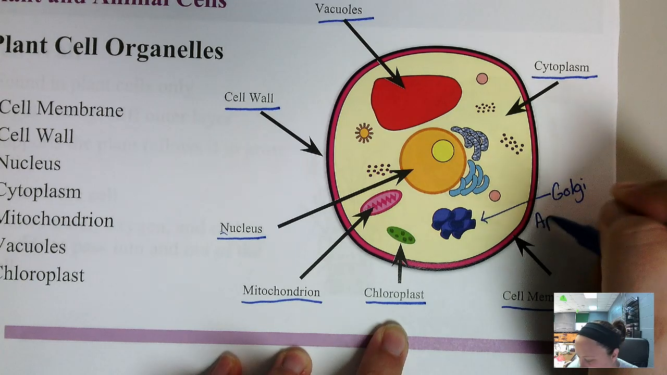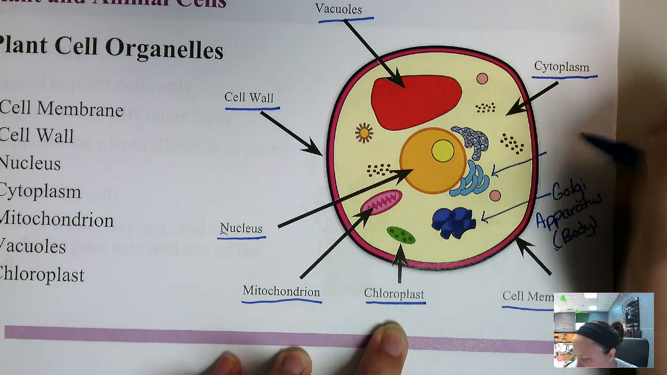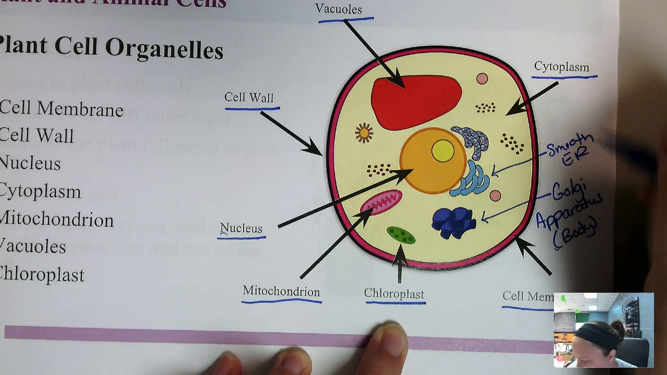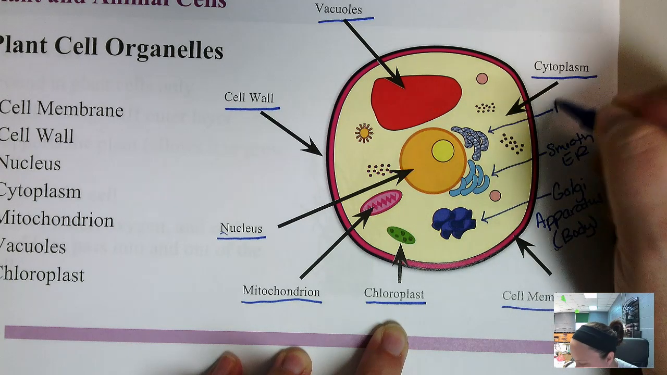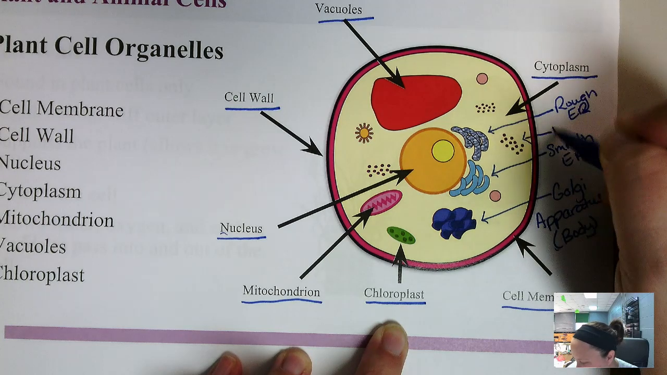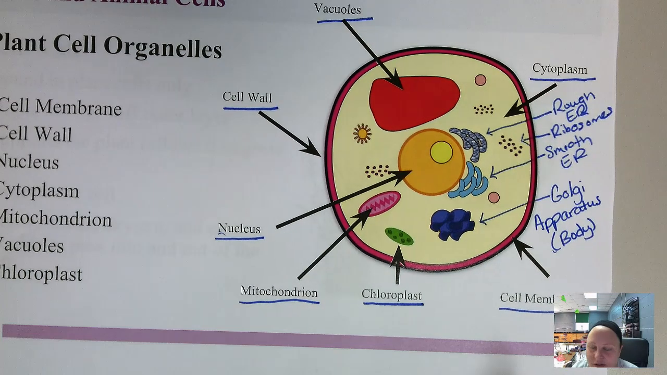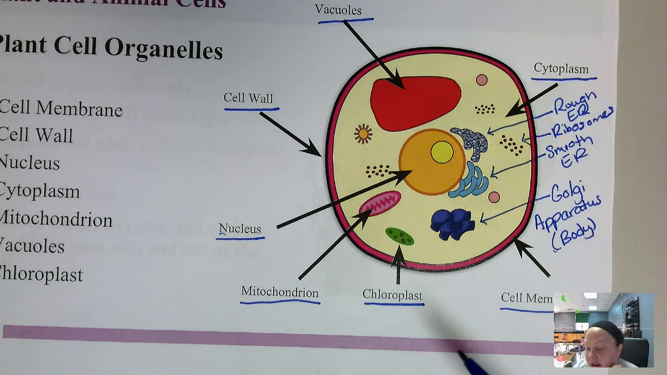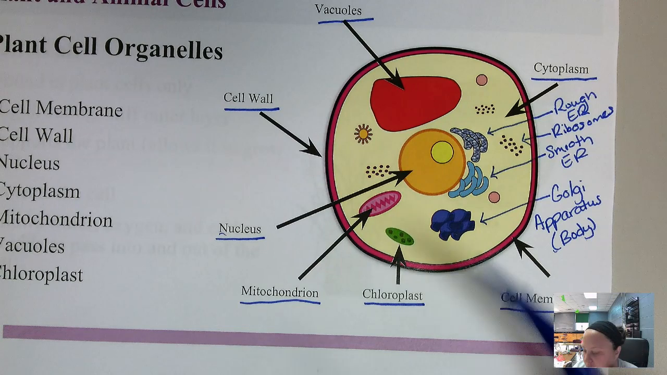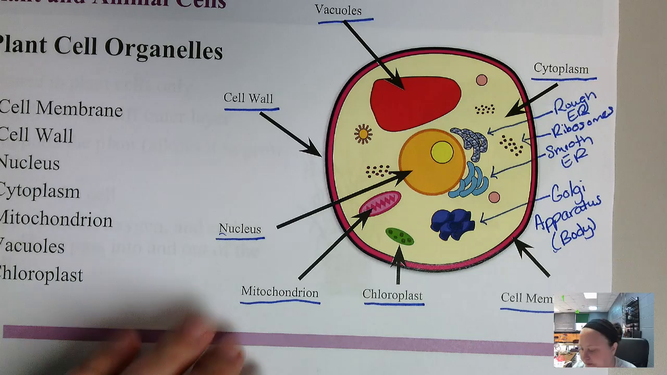or the Golgi body. You have the smooth ER. You have the rough ER. And you have ribosomes. So you have all those as well. So you're going to know all of these, and a lot of them carry over to the animal cell except two, except the chloroplast and the cell wall. That is only in plants.